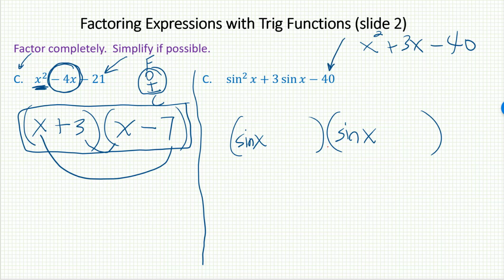The back number is negative 40. I need 2 numbers at the ends here that are going to multiply together to give me a 40. And then I also know that the middle parts are going to combine to give me a 3 sine x. Well, let's see, what makes 40? 4 times 10, I can't make a 3 out of that. How about 8 and 5, though? 8 times 5 is 40. I can make a 3 out of that as long as I do a minus 5 sine x for the outer and a plus 8 sine x for the inner. There's my 3 sine x. 8 times negative 5 is negative 40, and so we've got it.